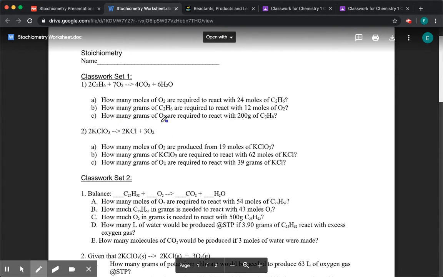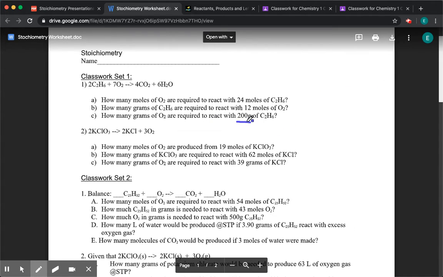So let's go to C. C wants to know how many grams of oxygen we need to react with 200 grams of C2H6. So this is grams to grams. Working with grams is difficult. So whenever it's asking you to work with grams as your final answer, step one is convert everything to moles. So we want to convert all of this to moles first. And the only number we need to convert right now is this.